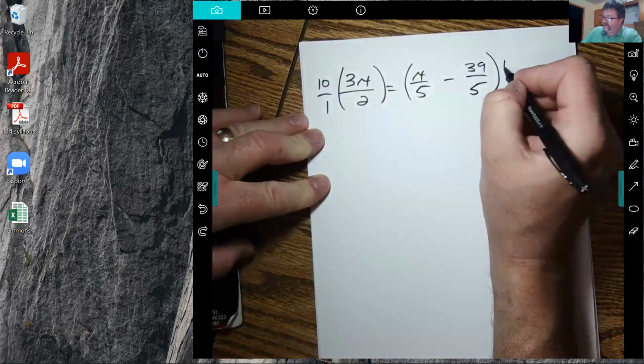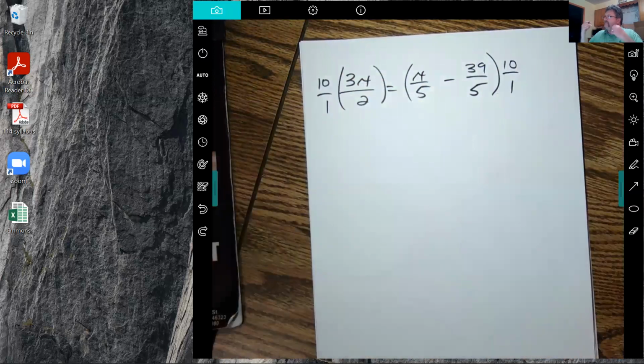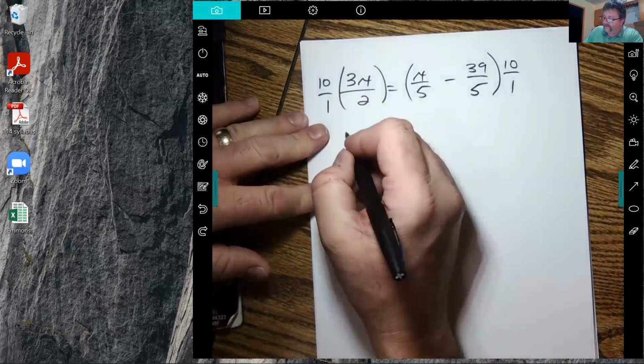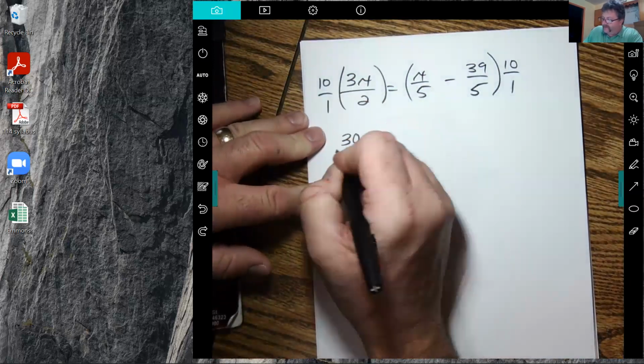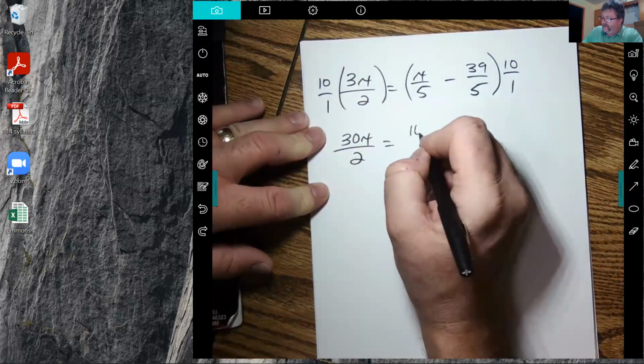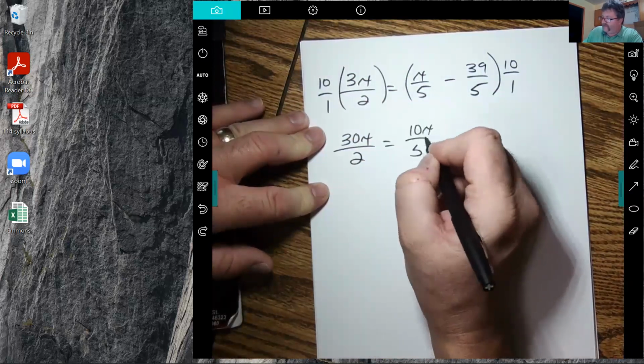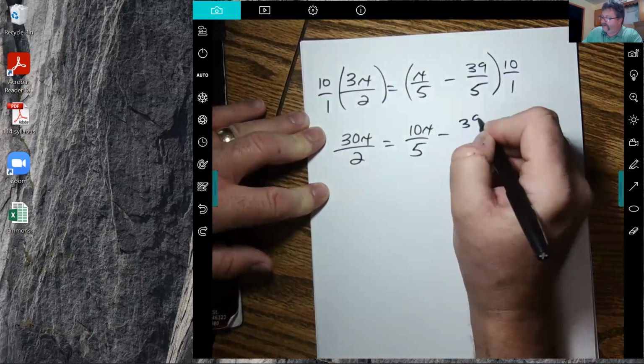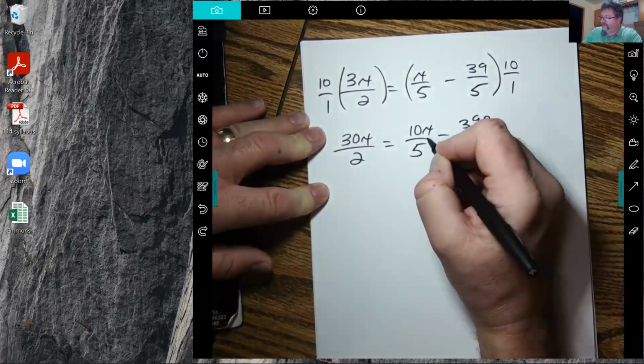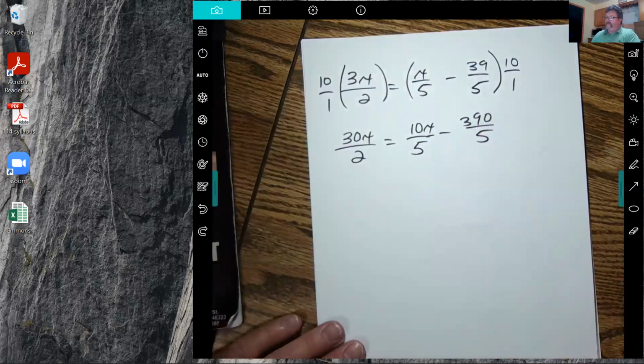So if you identify that common denominator and you multiply through the equation, numerator only. So I'll put it 10, I'll call it 10 over 1. Multiply numerator only by what would be the common denominator. Well, let's see what that does for us. That gives me 30x over 2 equals 10x over 5 minus 390 over 5. That looks worse, right? Doesn't look like it helped at all.